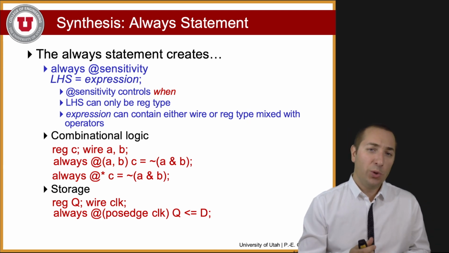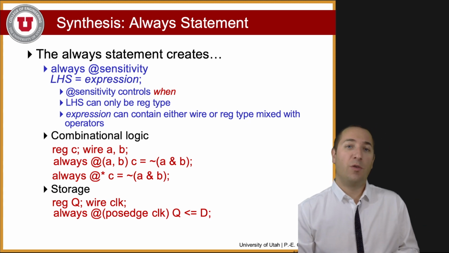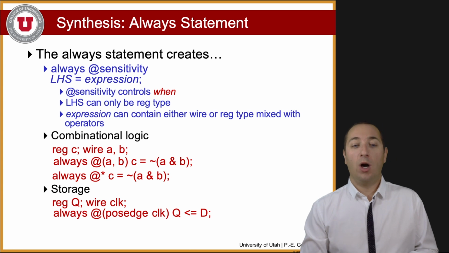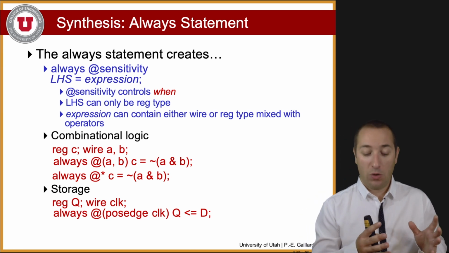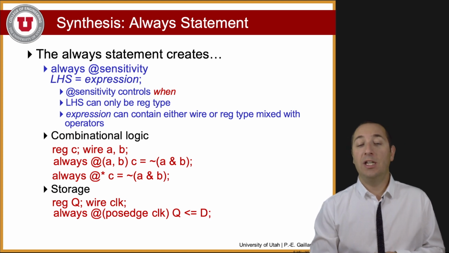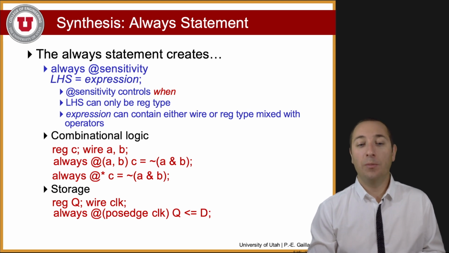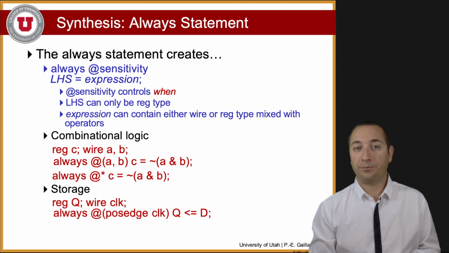In addition to this pure combinational, you can look at the storage operations, where we have the following: reg q, wire clock. So q is a scalar register, clock is a scalar wire, and we have the always at posedge clock, which means that every time there is a rising edge on the clock signal, I'm going to store the value d inside of the register q.